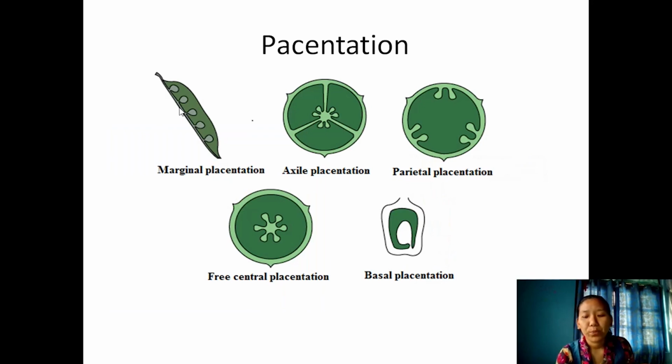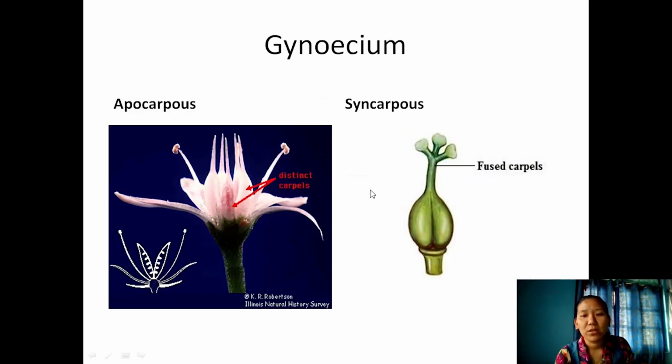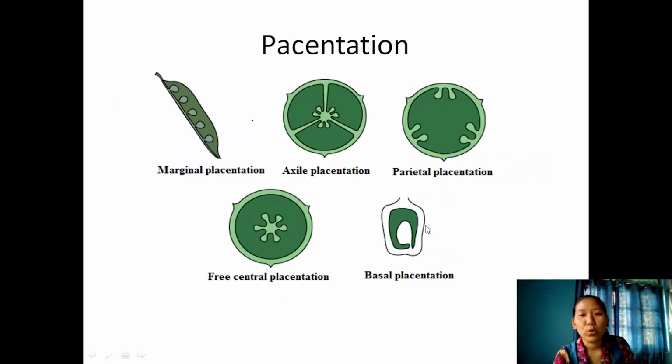Now, you know that in the carpel there is a bulge portion called the ovary, and in this ovary the ovules are present. The attachment of the ovule onto the wall of the ovary, we call it placentation. There are different types of placentation. The first one is marginal placentation.